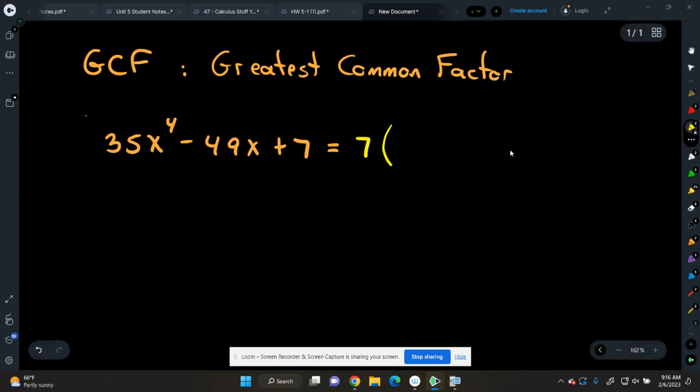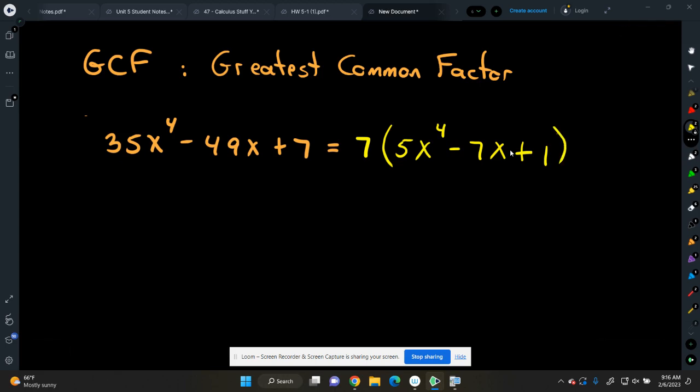And then in parentheses, we're going to write what's left. So if I take 7 out of 35, what am I left with? 5. So I have 5x to the fourth minus, if I take 7 out of 49, what are we left with? 7x. And then 7 out of 7 leaves me 1. It's kind of like dividing 7 divided by 7. And that is factored.